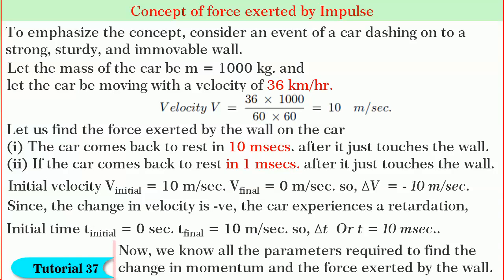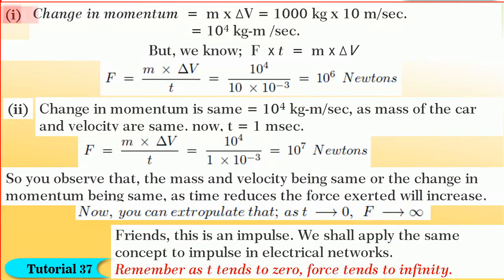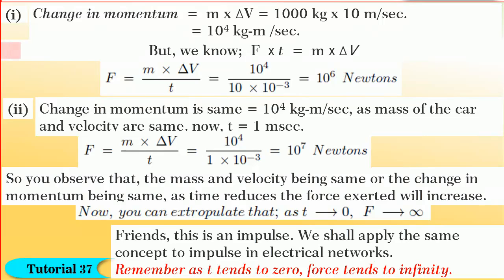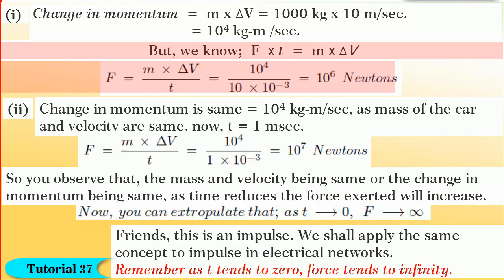Now friends, we know all the parameters required to find the change in momentum and the force exerted by the wall. Change in momentum is equal to m into delta V, and that is equal to 1000 kg into 10 meter per second, which will give us 10 to the power of 4 kg meter per second. But we know F into t is equal to m into delta V. So, F is equal to m into delta V divided by t, and that is equal to 10 to the power of 4 divided by 10 into 10 to the power of minus 3, which will give us 10 to the power of 6 newtons.